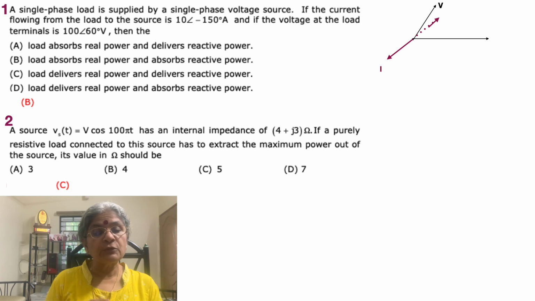So 4 square plus 3 square, square root of it gives you 5. So the resistor is going to be 5 ohms. And then what's going to be the maximum power out of it? This has to extract the maximum power out of the source. Its value in ohms has to be, as was mentioned earlier, 5 ohms. Just a repeat of what we said earlier. Moving on to the third problem.